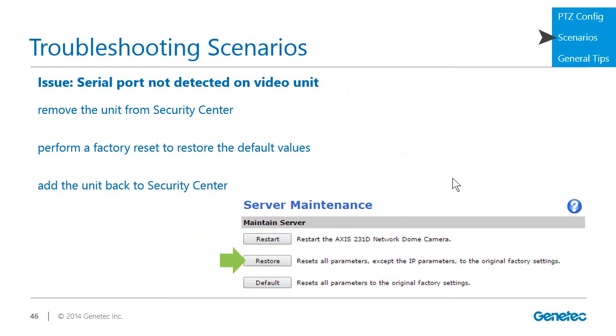If everything looks okay, remove the unit from Security Center, perform a factory reset on the unit, and add it back in again. There might be a setting buried in the menu somewhere that's causing Security Center not to recognize the serial port, and this is really the fastest way to get it back to the correct settings.